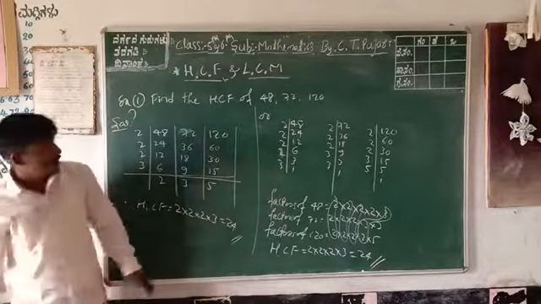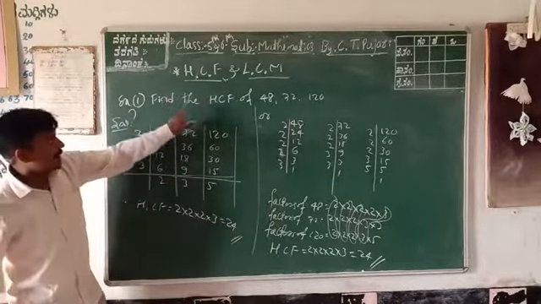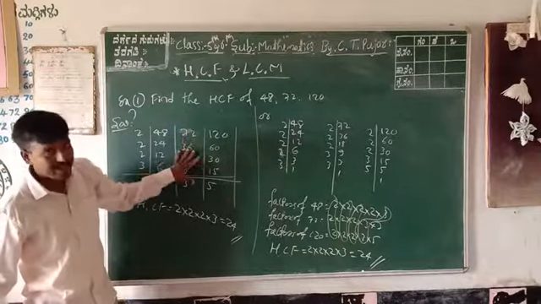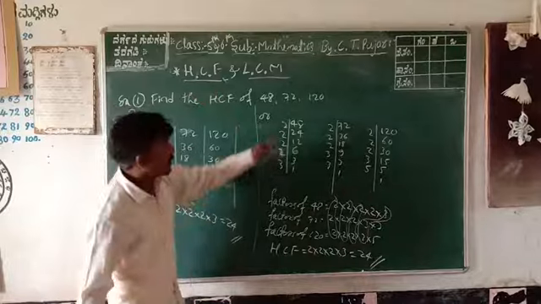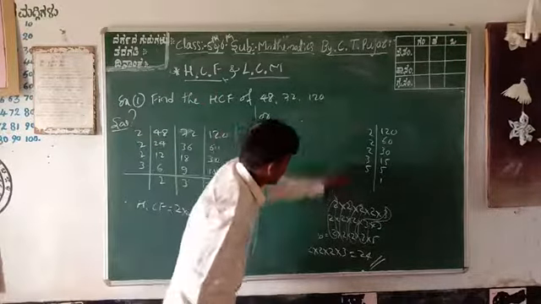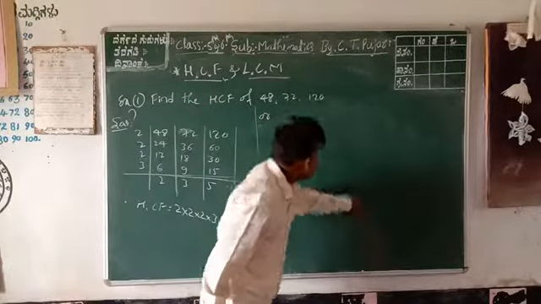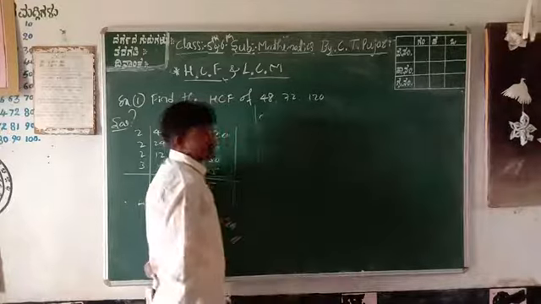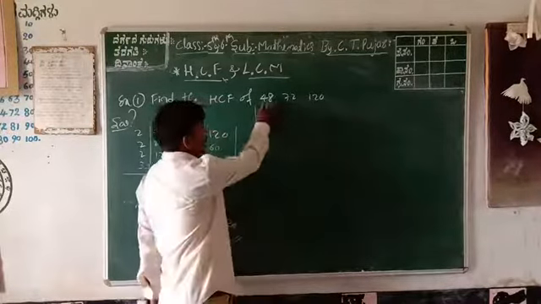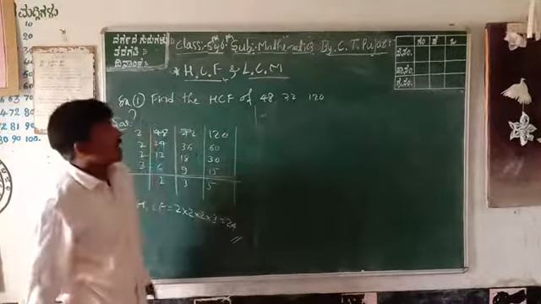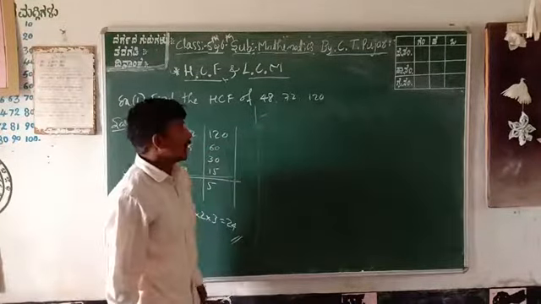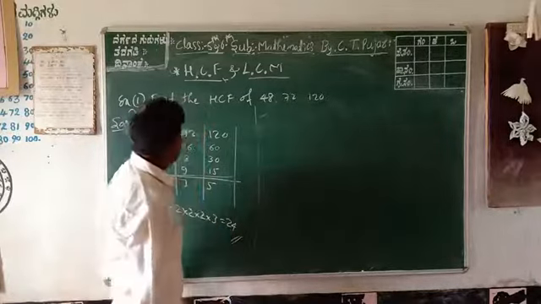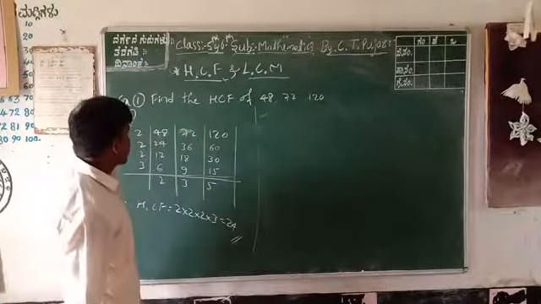Therefore, check the question: find the HCF. First, the direct method. Next, the prime factorization method. The third method is the long division method. No problem. You can also take the product of these two and the HCF of these two.